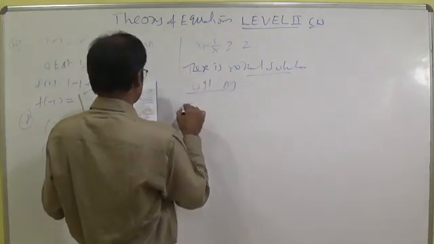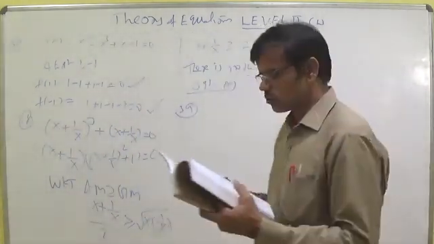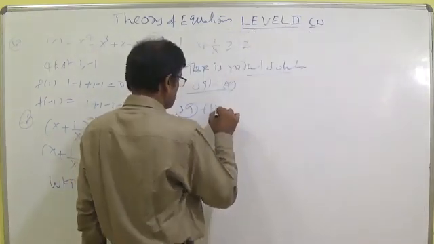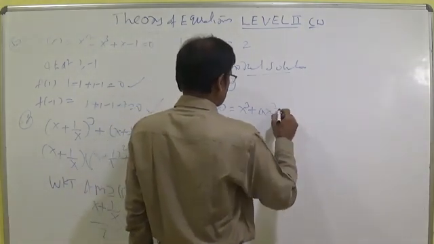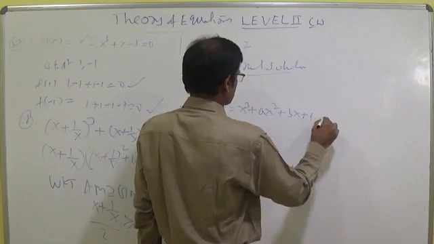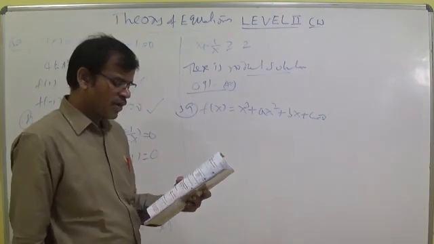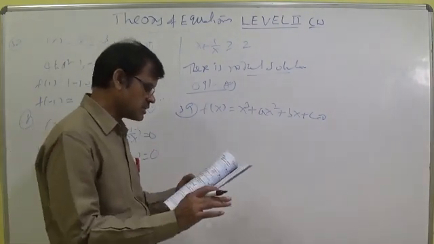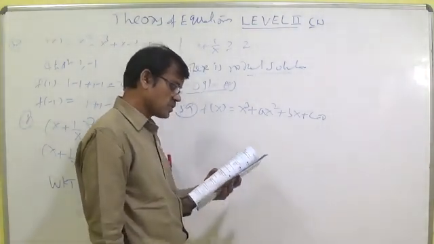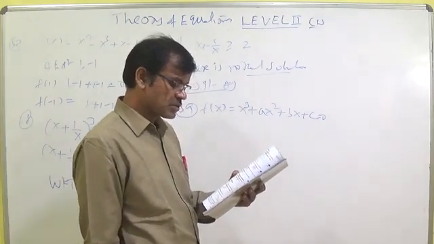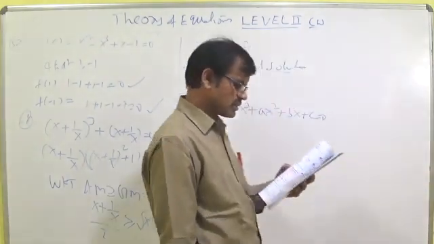Next, 39. F of x equal to x cube plus a x square plus b x plus c equal to 0. Alpha, beta, gamma are the roots. a, b, c are real if and only if the roots of x cube plus a1 x square plus b1 x plus c1 equal to 0 are alpha minus beta whole square, plus beta minus gamma whole square, plus gamma minus alpha whole square, the roots of f of x.